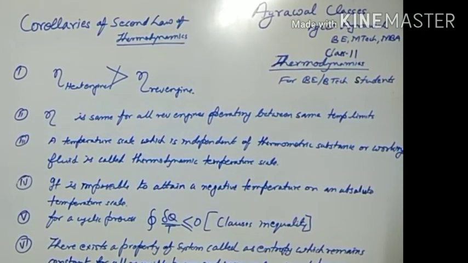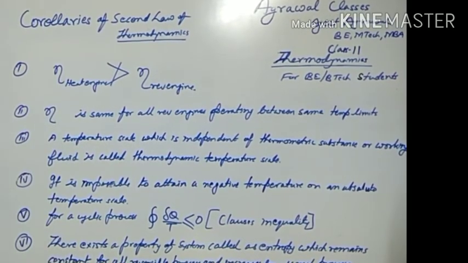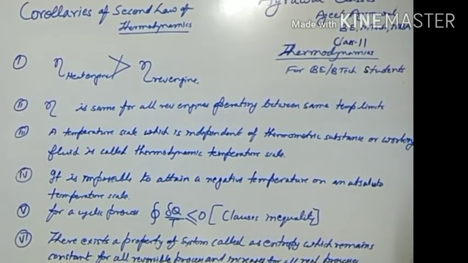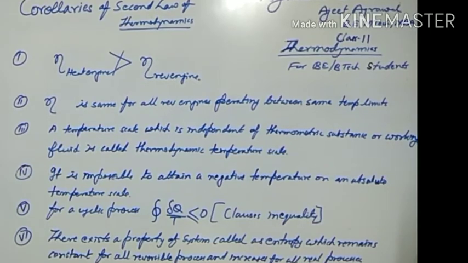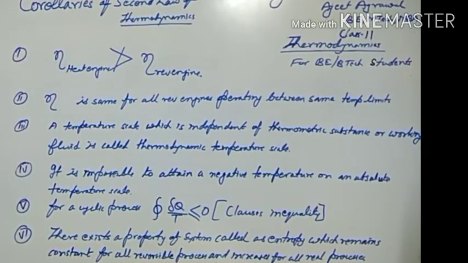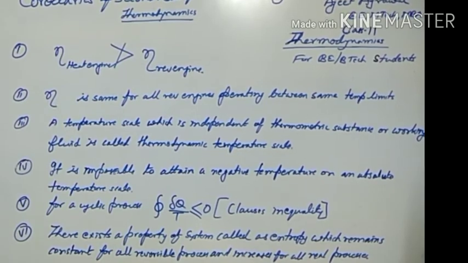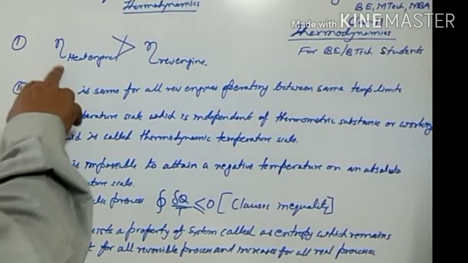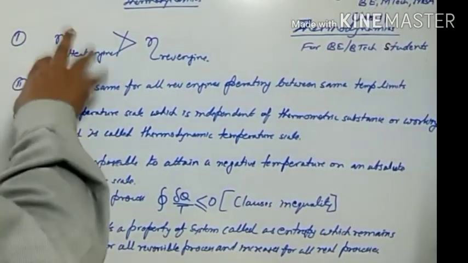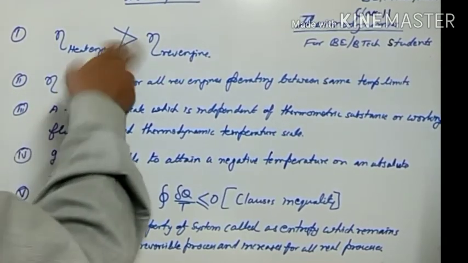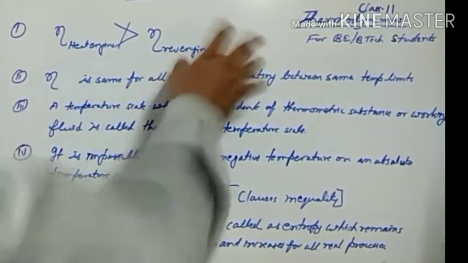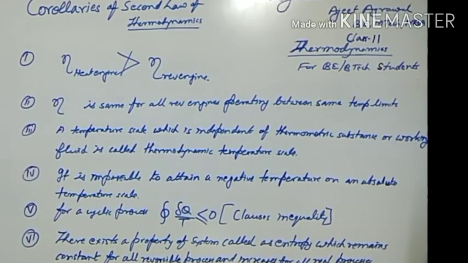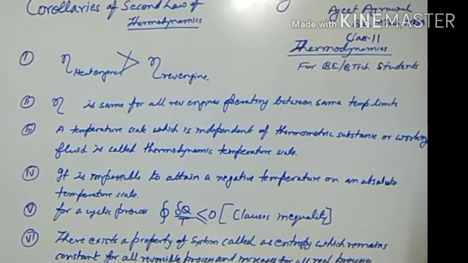Let us consider the corollaries of the second law of thermodynamics. It states that there are a number of corollaries. The first says that no heat engine working in a cycle between two constant temperatures can be more efficient than a reversible engine working between the same two reservoirs. That is, the efficiency of a real heat engine is not greater than that of the reversible engine operating between the same temperature limits. All reversible engines working between the two constant temperature reservoirs have the same efficiency.